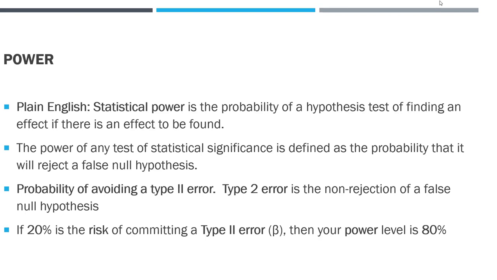So your power is the ability to detect and reject a false null hypothesis. You want to be rejecting a false null hypothesis. If you don't reject a false null hypothesis, that's called a type 2 error. So basically it's the probability of avoiding a type 2 error. A type 2 error is the non-rejection of a false null hypothesis.